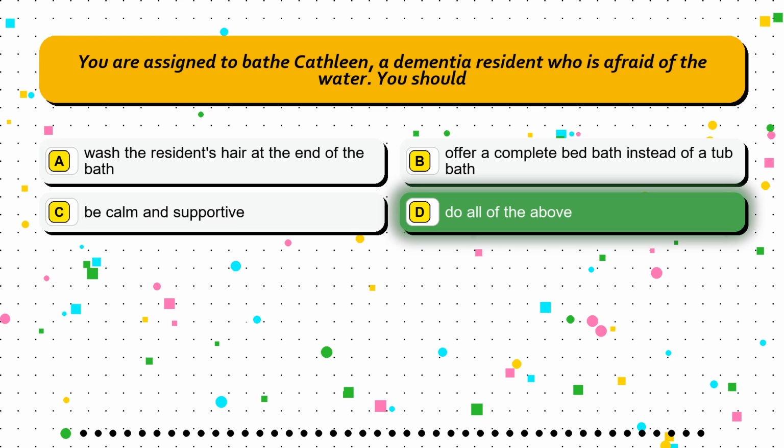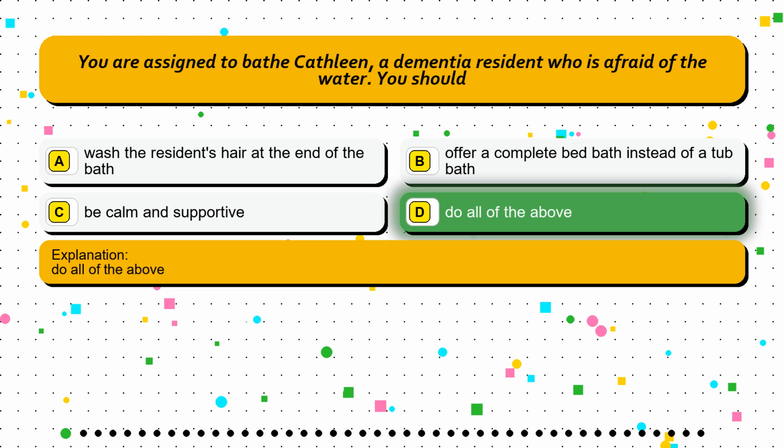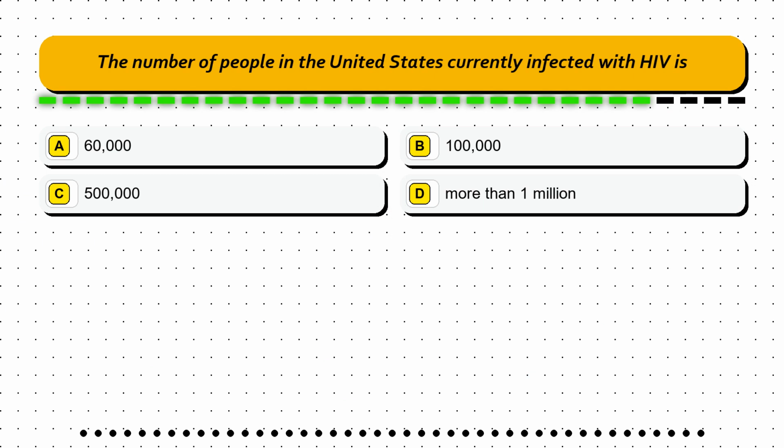The correct answer is option D, do all of the above. Question 26. The number of people in the United States currently infected with HIV is: Option A, 60,000. Option B, 100,000. Option C, 500,000. Option D, more than 1 million.